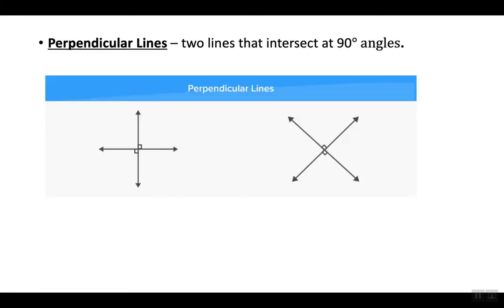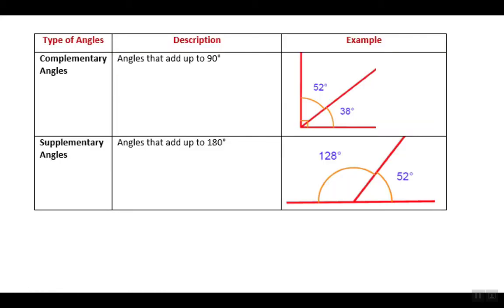Now let's look at perpendicular lines. Perpendicular lines are two lines that intersect at 90-degree angles. So two lines that intersect and they form 90-degree angles everywhere here. All four of these angles are 90-degree angles. Same here. All four of these angles are 90-degree angles. That's what those little boxes tell us. Those are perpendicular lines.